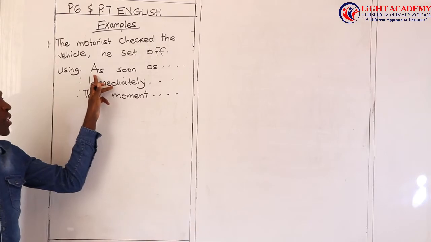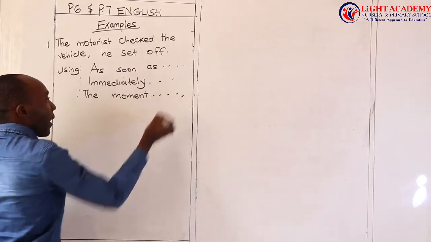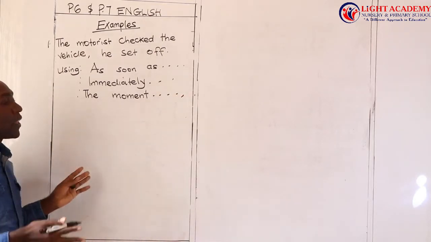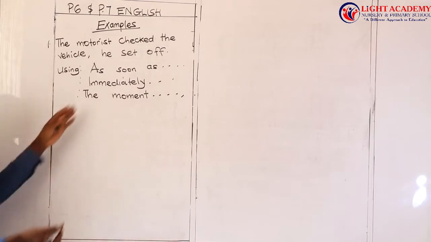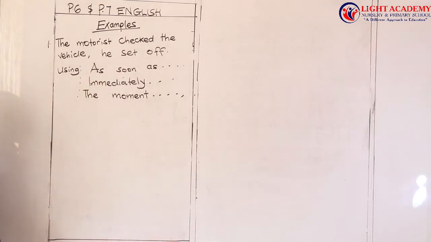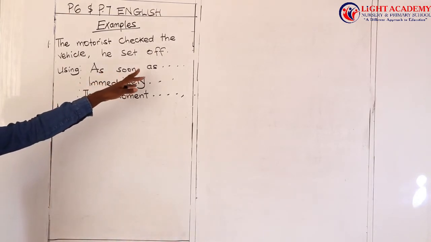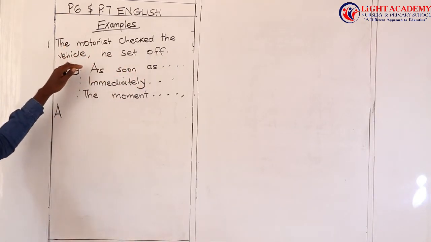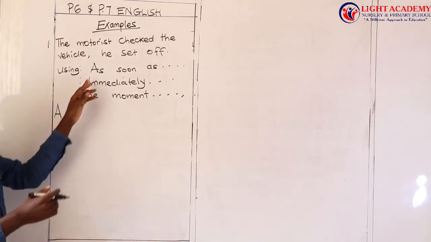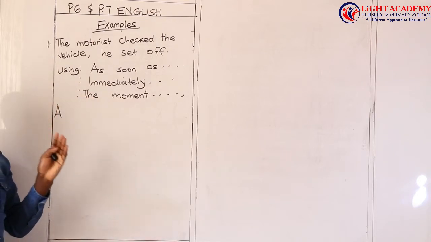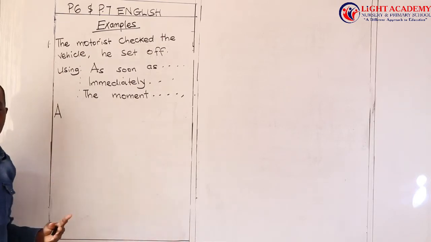When you start with these structures here, which are written here on the board, you must use a comma within the sentence to separate the first action from the second action. I think you are following. Let's begin with one of these ones, which is as soon as. We can say, as soon as the motorist checked the vehicle, because this is the first action. Therefore, after writing as soon as, it must be followed by the first action, the action of something that happened first. I think you are following.